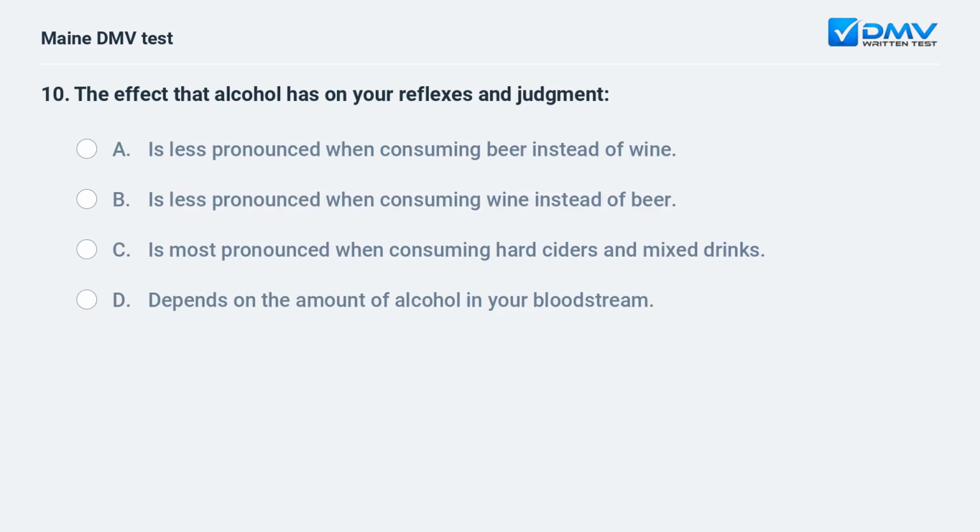The effect that alcohol has on your reflexes and judgment. A. Is less pronounced when consuming beer instead of wine. B. Is less pronounced when consuming wine instead of beer. C. Is most pronounced when consuming hard ciders and mixed drinks. D. Depends on the amount of alcohol in your bloodstream.